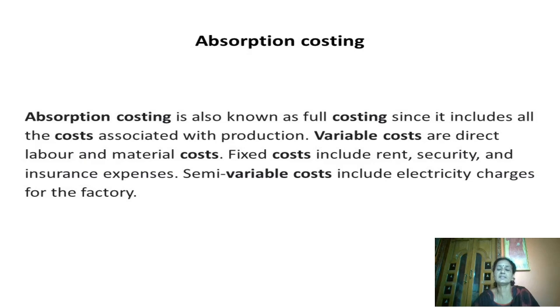So that is the reason it is called as full costing, as it takes into consideration not only variable cost but also fixed cost. Fixed cost, variable cost, and semi-variable cost. All the costs will be taken into consideration in absorption costing. It absorbs all types of cost which is incurred for a product.